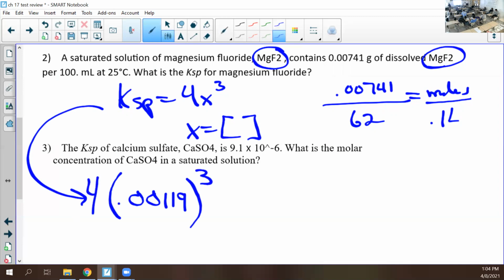We okay with that? Okay, so that one was just a tiny sliver different because you had to put the grams to moles. And really, you had to get the concentration.